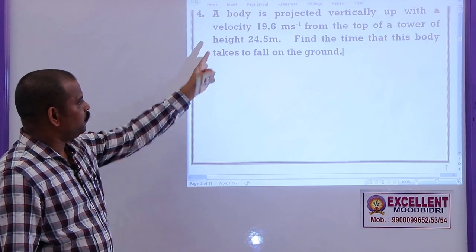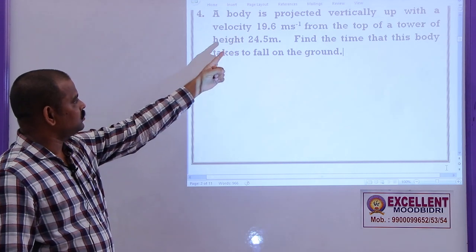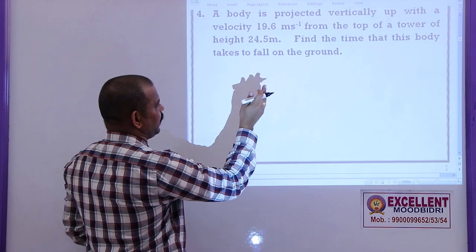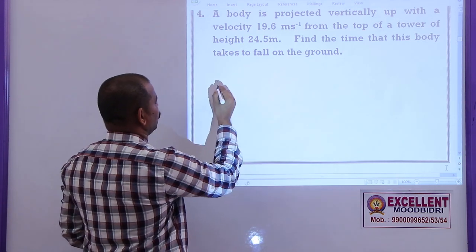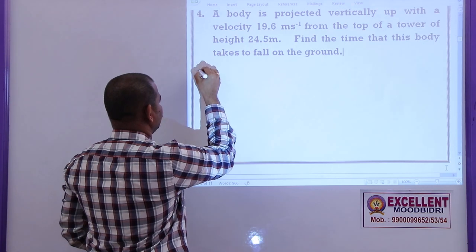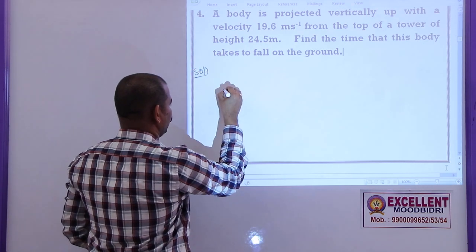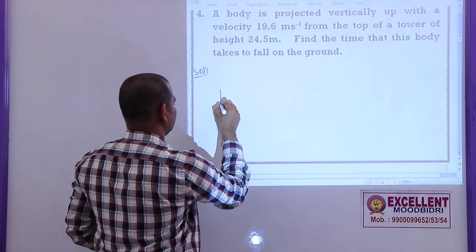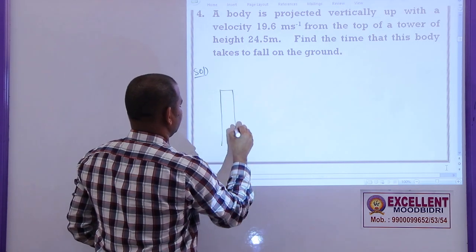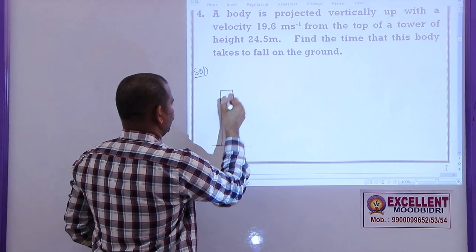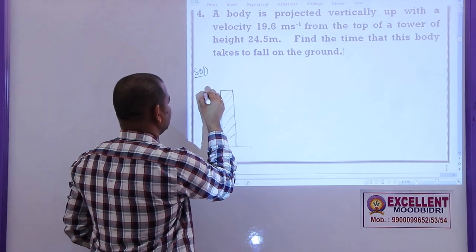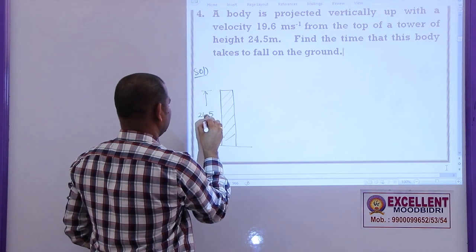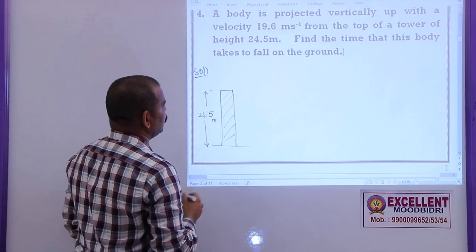In the fourth problem, a body is projected vertically up with a velocity 19.6 from the top of a tower of height 24.5 meters. Find the time that this body takes to fall onto the ground. So, first in the solution, let me take one tower. So, this is a tower. The height of this tower is 24.5 meters.